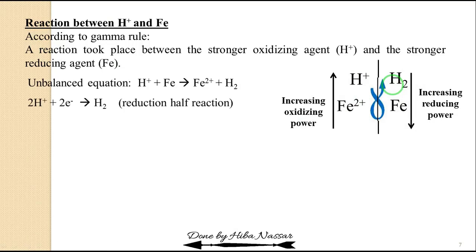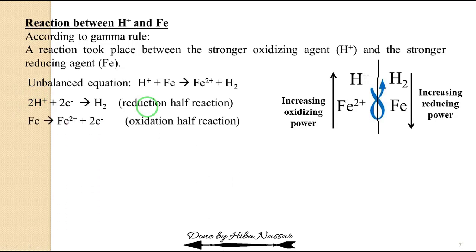Now let's balance it by adding the electrons. We have 2H+ plus 2 electrons, which will give H2. This is the reduction half reaction. H+ is the oxidizing agent, so it's the one that undergoes the reduction half reaction.